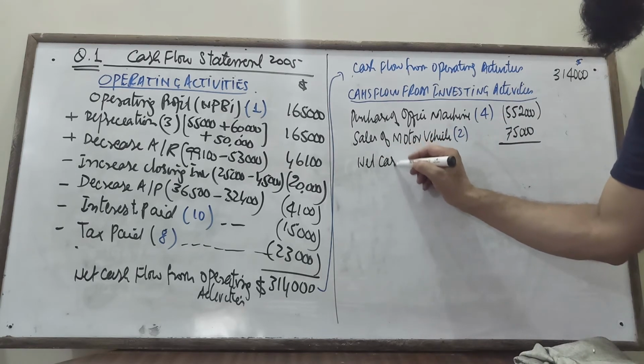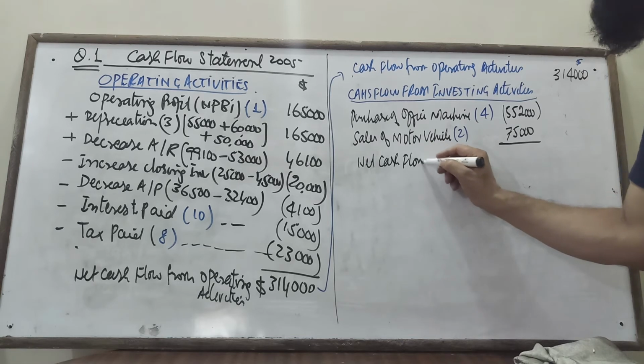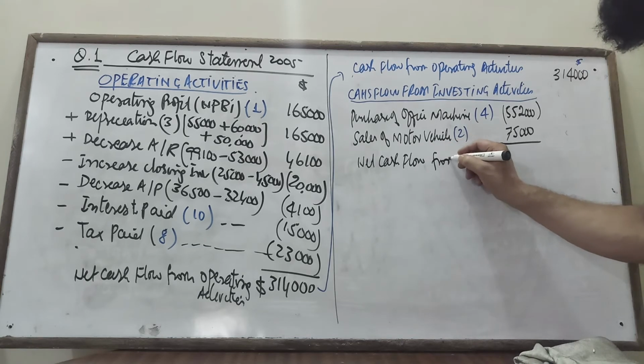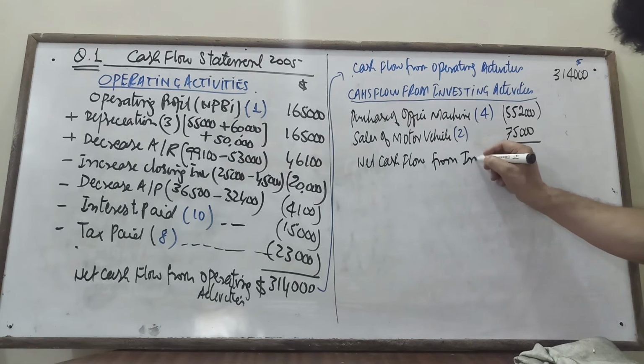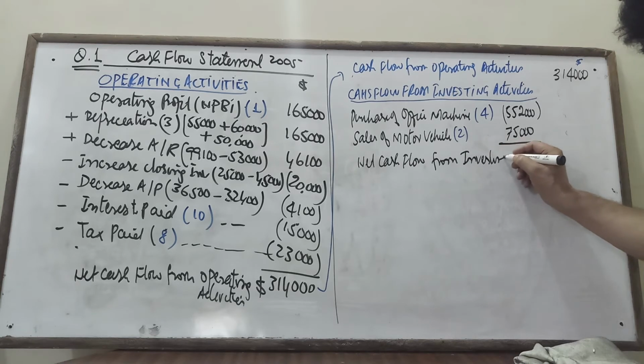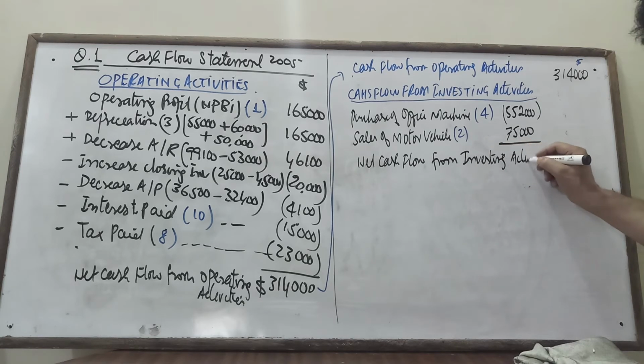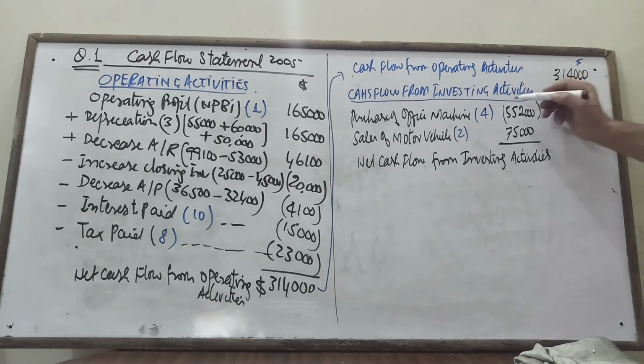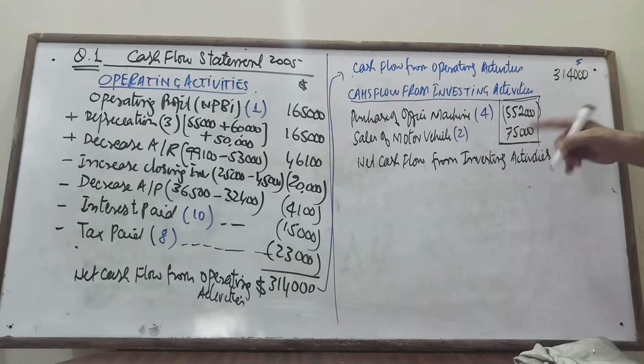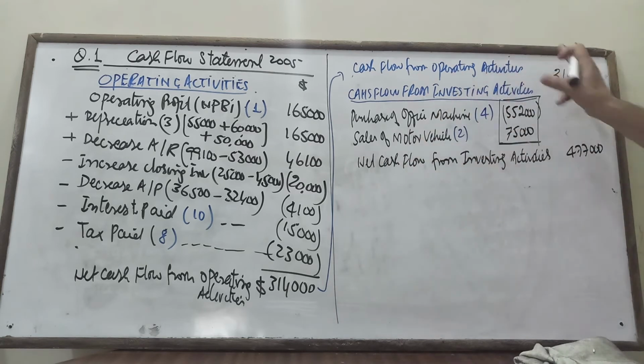Net cash flow from investing activity. This is the net effect of this. Net cash flow for investing: this one is minus and this one is plus, so their net effect comes to 477,000. Okay class, operating activity is coming from here, then investing.